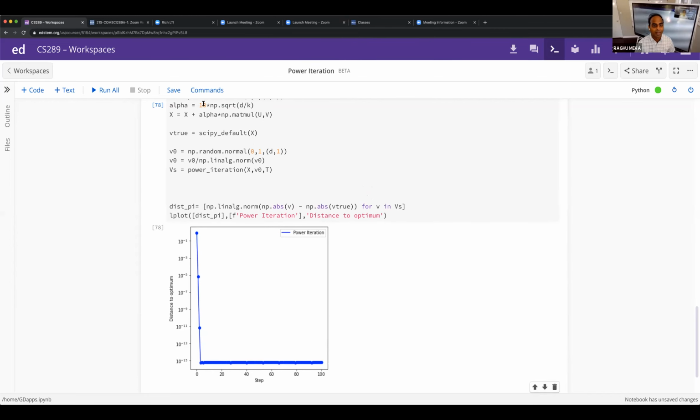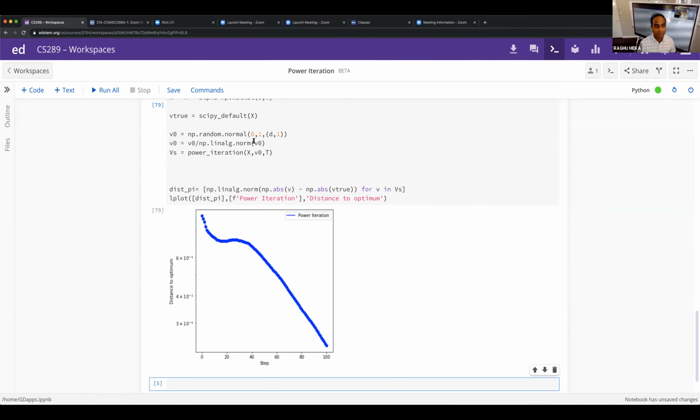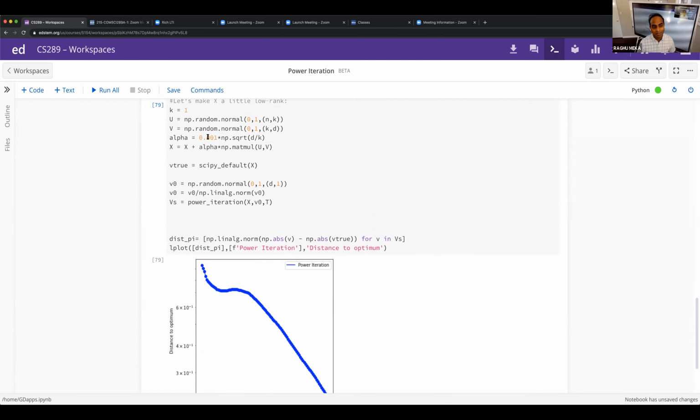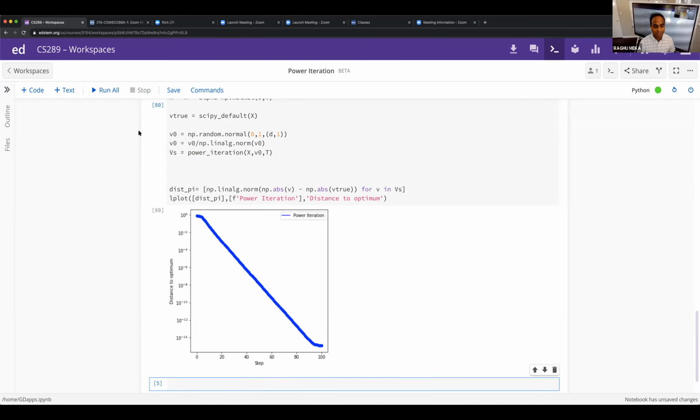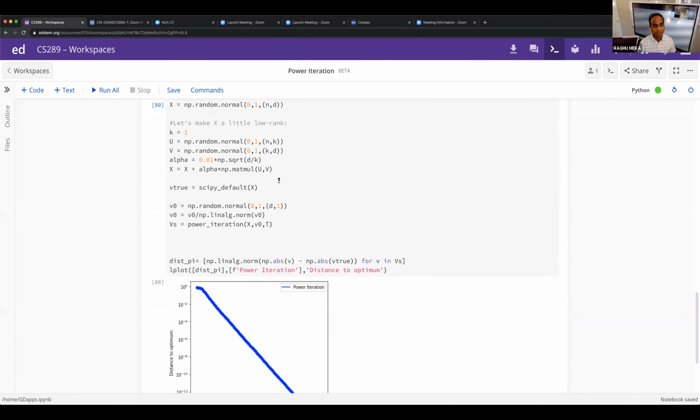And what this alpha determines is the gap between the top two singular vectors. If I start with something very small, the gap is very small, so it takes a long time to converge. So it's nice to see that this plays out even for small size matrices. The bounds that the theory is saying is actually what we are seeing in these plots.